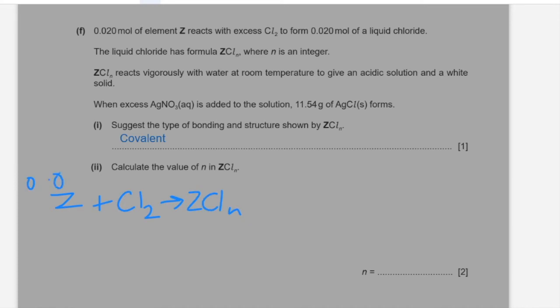You have 0.02 mole of Z that forms 0.02 mole of Z chloride. You're also given that when silver nitrate is added to this solution of Z chloride, 11.454 grams of silver chloride forms. Now you need to use this mass of the compound that forms to calculate the number of moles of the compound that forms, which would be equal to the number of moles of chlorine present in the compound. And to do that, you divide the mass of the compound by the molecular mass, adding up the atomic masses of each of these elements.